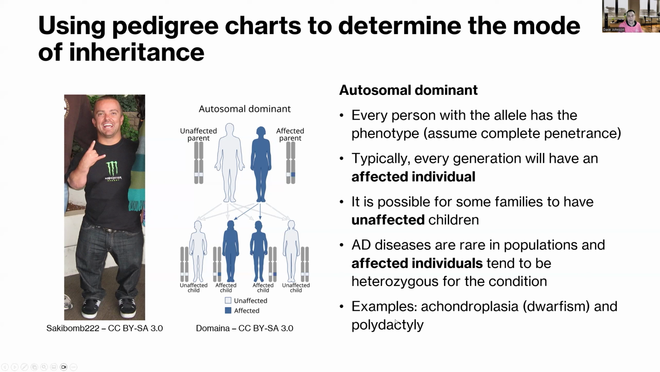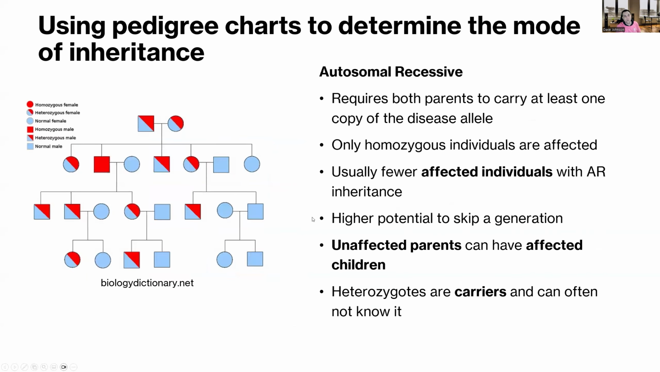Polydactyly, which is a trait of having more than 5 digits on any one of your appendages, is also something that is passed down in an autosomal dominant fashion. What about autosomal recessive? So for an autosomal recessive trait to appear, both parents would have to carry at least one copy of the disease allele.